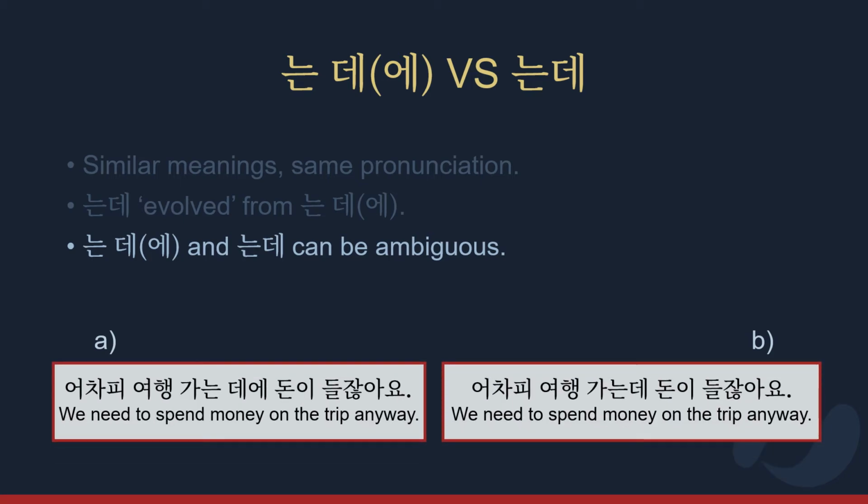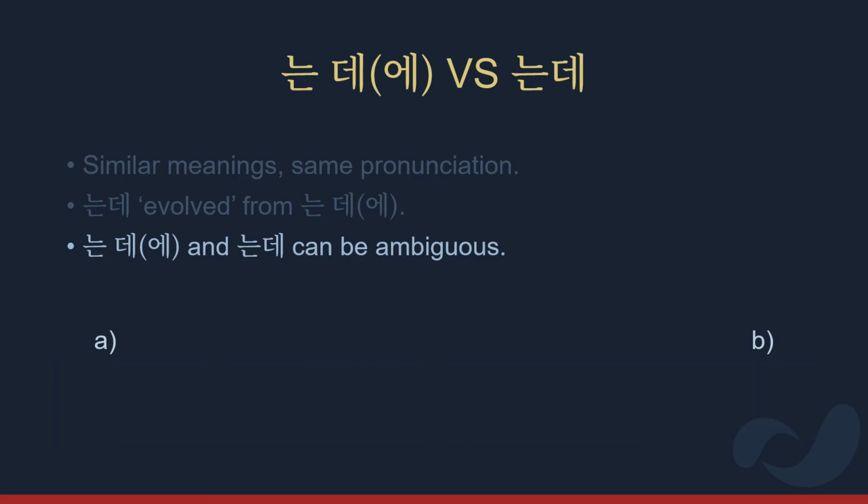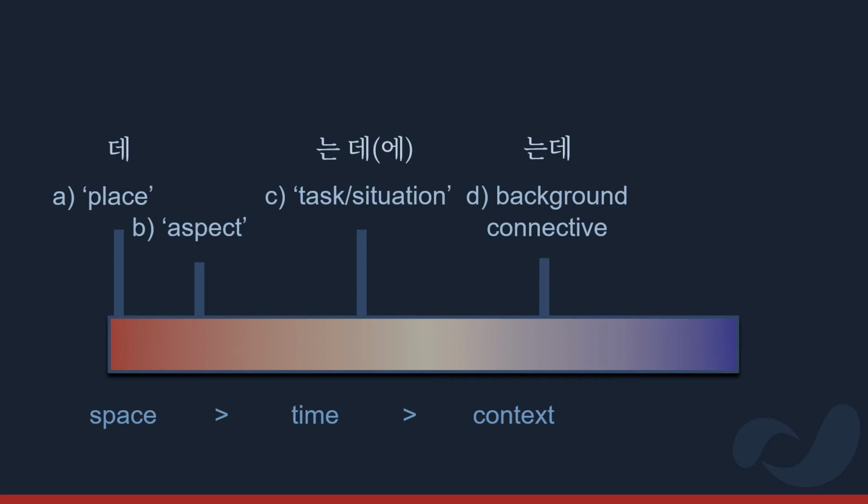어차피 여행 가는데 돈이 들잖아요. We need to spend money on the trip anyway. Here we have an example where the two are very similar and there's only a subtle difference in nuance between them. When presented with these two sentences, some native speakers will even incorrectly say that B is an abbreviation of A. This ambiguity exists because language evolution is gradual and continuous.